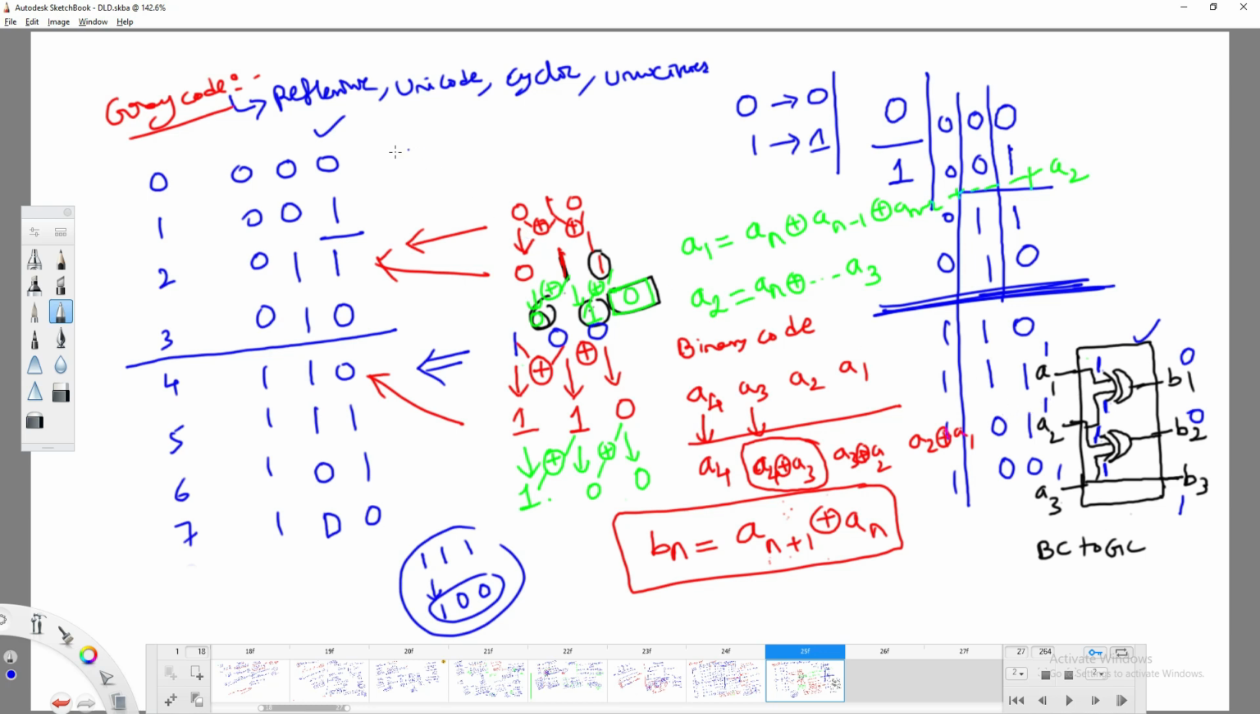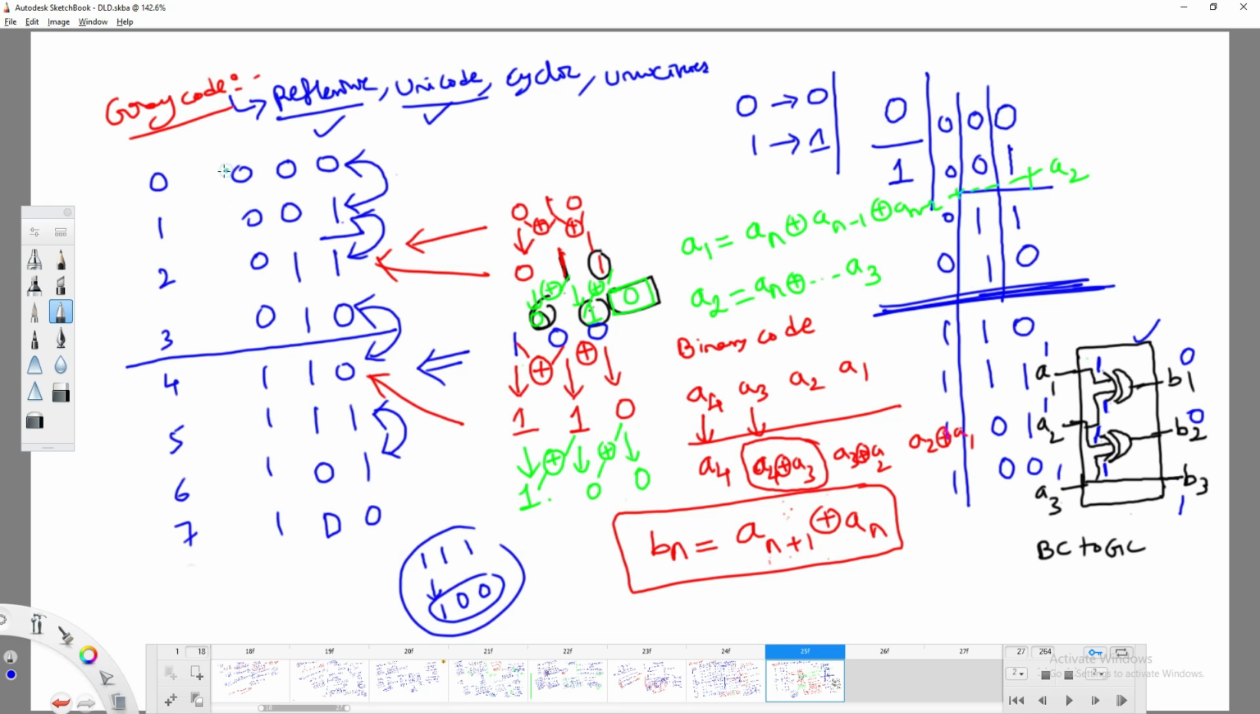Okay, fine. Here I said it is reflexive. And why am I calling it Unicode? If you observe any two adjacent numbers, how many bits are changing? Only one bit is changing, that is only 0 and 1. If you observe these two, how many bits are changing? Only one. If you observe these two? Only one. If you observe these two? Only one. This is the Unicode system, meaning that at any point of time, if you take two adjacent numbers, only one bit is going to change. That is what I can call the Unicode system.